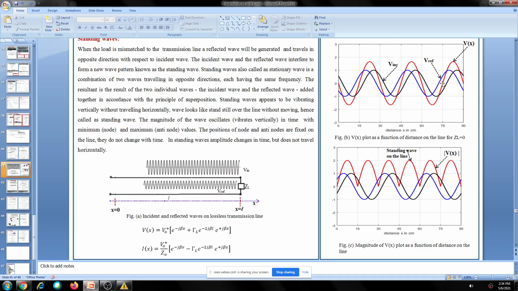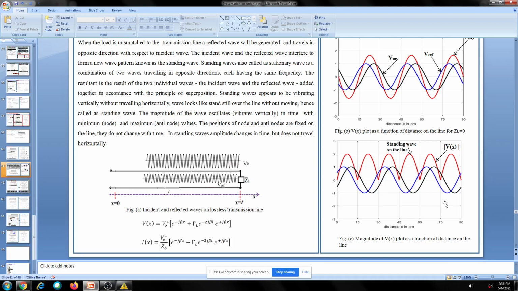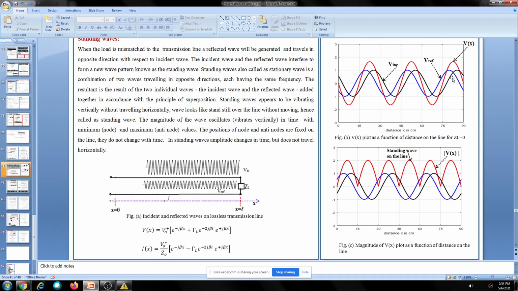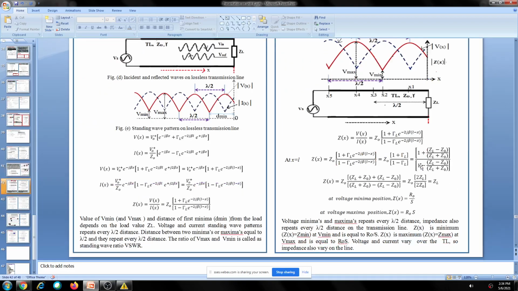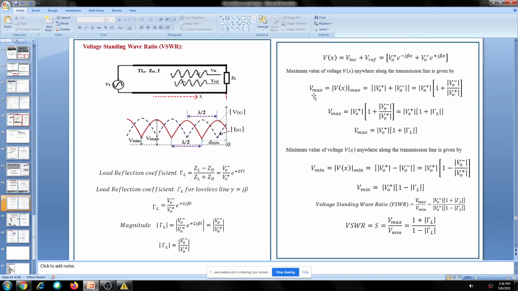At some position like this, they are out of phase. This is leading and lagging, but automatically they cancel with each other, so you will be getting the minimum here. So that happens over the entire length of the line. Added means they must be in phase, and cancel means they must be out of phase, the incident and the reflected wave. So from here we can find V maxima.